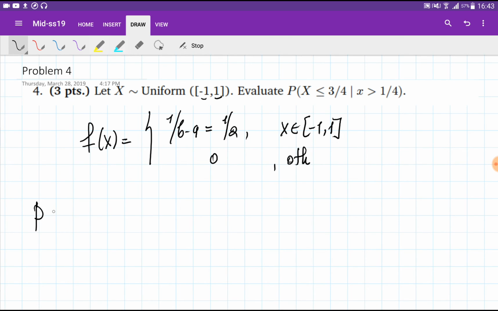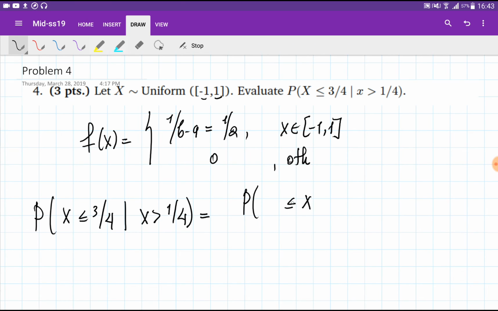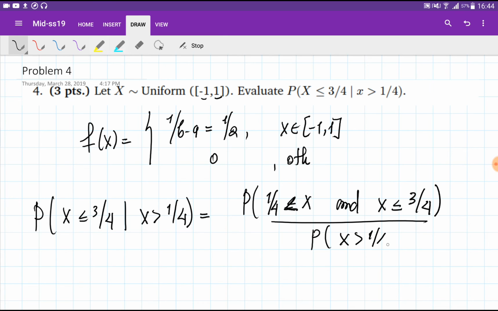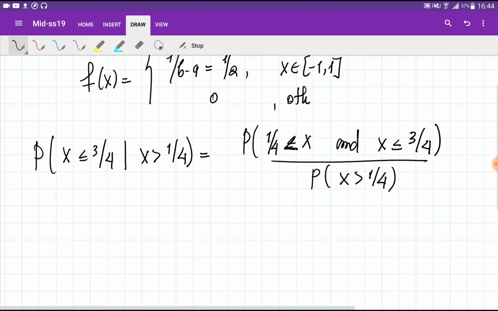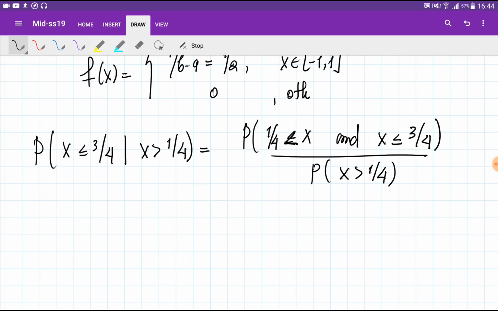So the probability that x is less than 3 over 4, if it is already given that x is more than 1 over 4, is equal to the probability that x is in between 1 over 4 and 3 over 4 divided by the probability that x is more than 1 over 4, according to the Bayes rule. Right? So let us calculate each of the probabilities.